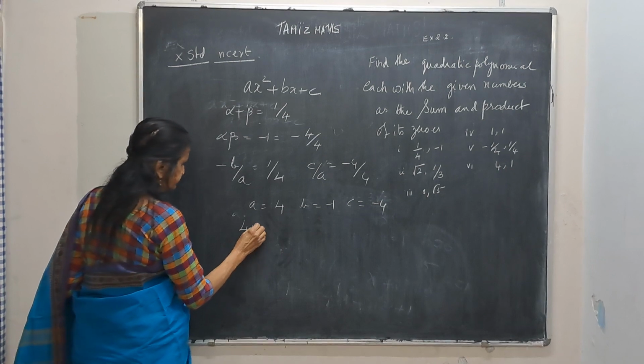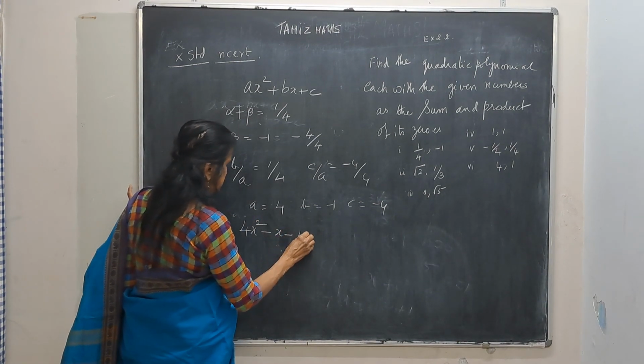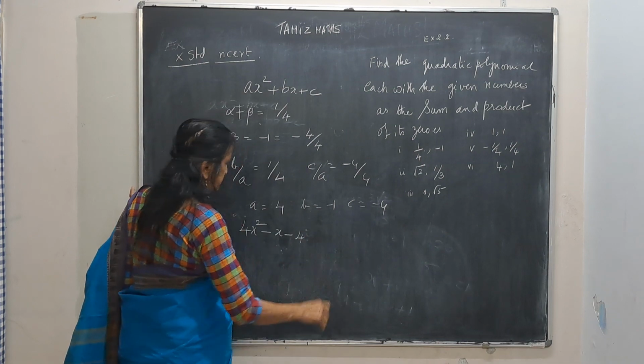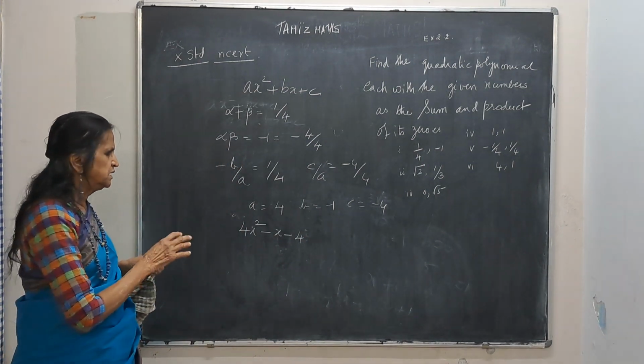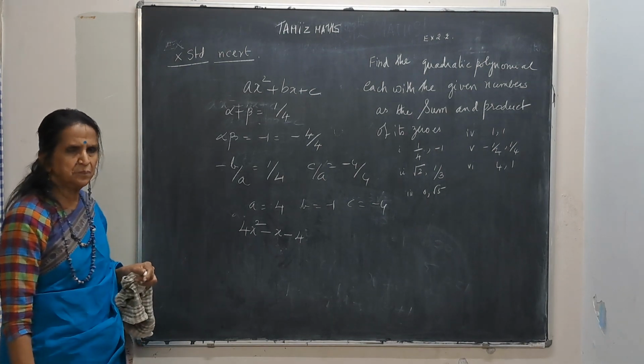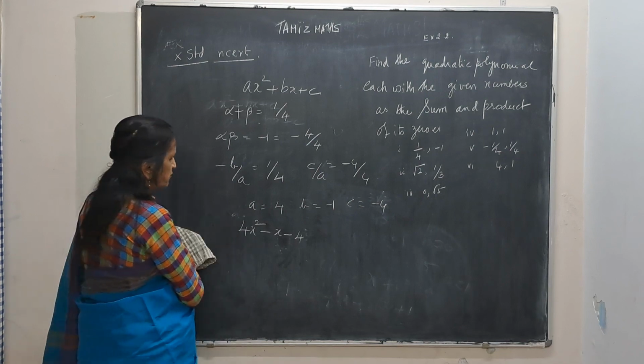ax square plus bx plus c. That will be the quadratic polynomial. Next.